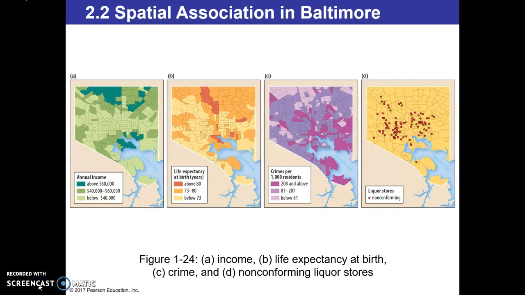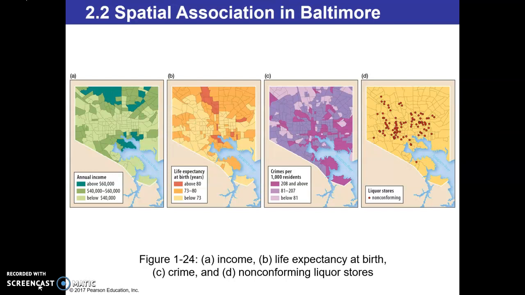Let's look at income first. The highest income neighborhoods are in downtown Baltimore and on the north side, and the lowest income neighborhoods are in west and east Baltimore. Looking at life expectancy, in downtown Baltimore and in the north side neighborhoods, babies are expected to live at least 77 years, whereas in the western and eastern sides of Baltimore, life expectancy is less than 70 years.